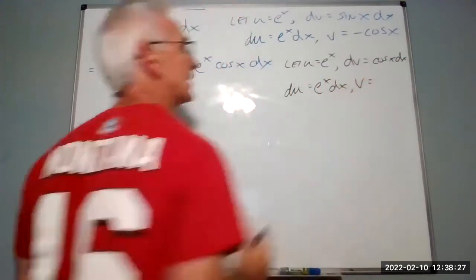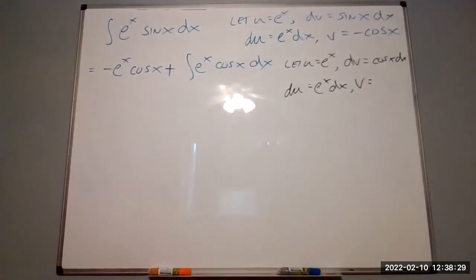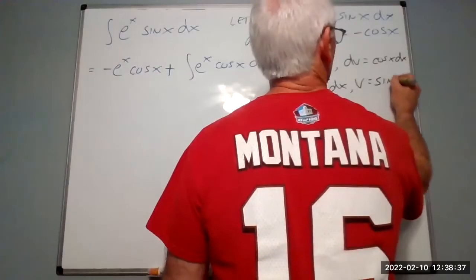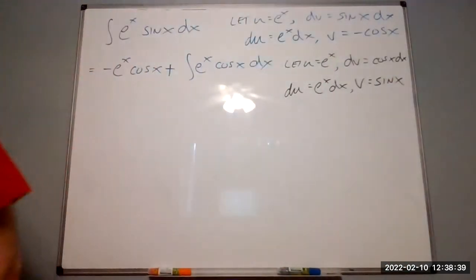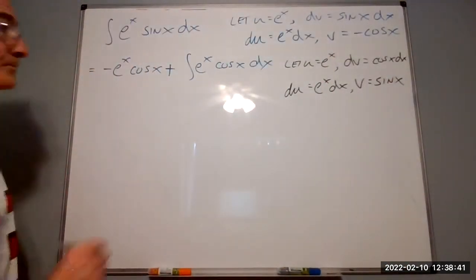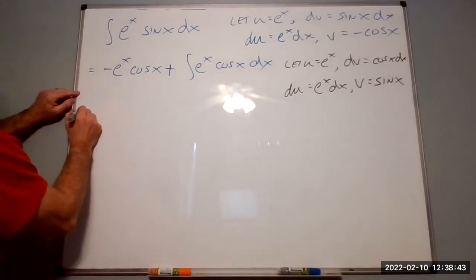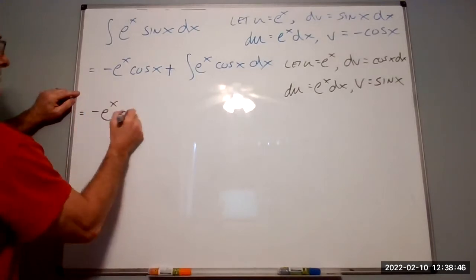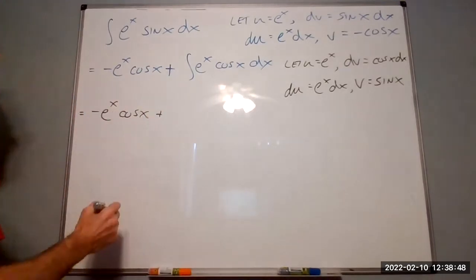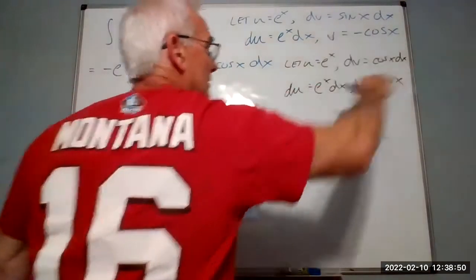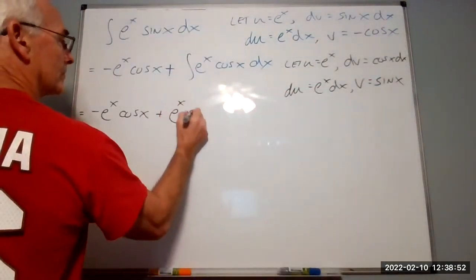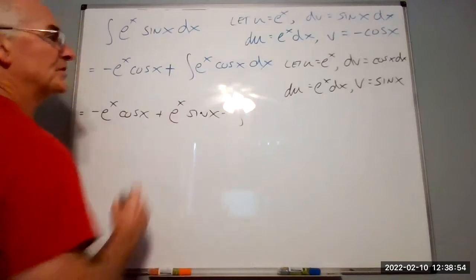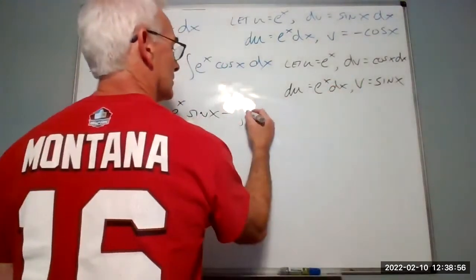And what will v be this time? Again, it's a question, is it going to be positive or is it going to be negative? Positive sine of x. Positive sine x, good. So now we've got negative e to the x cos x plus uv minus the integral of v du. All right.